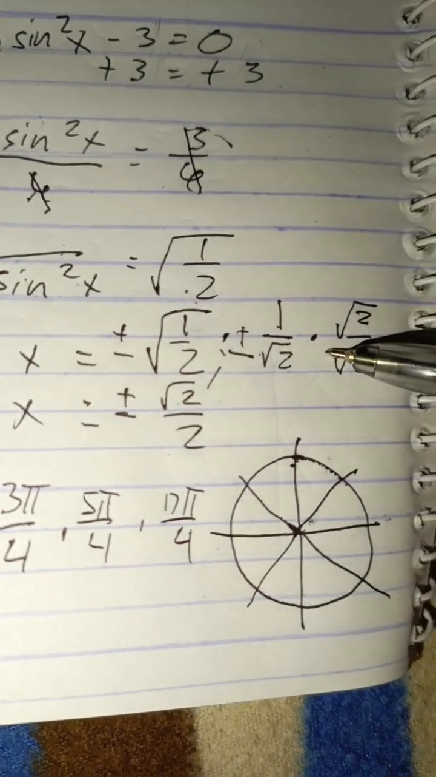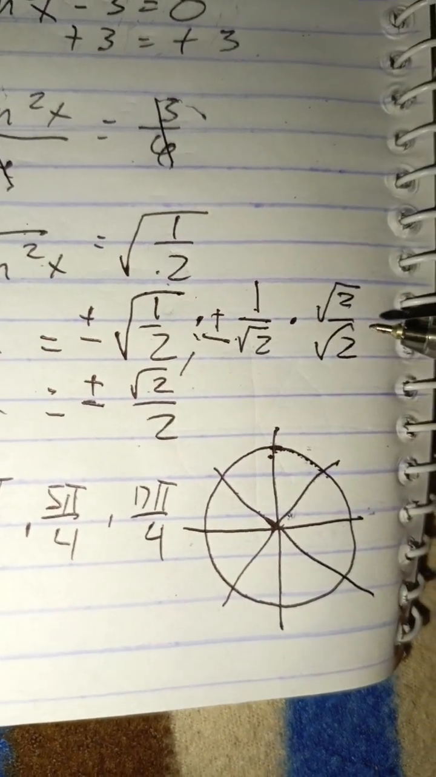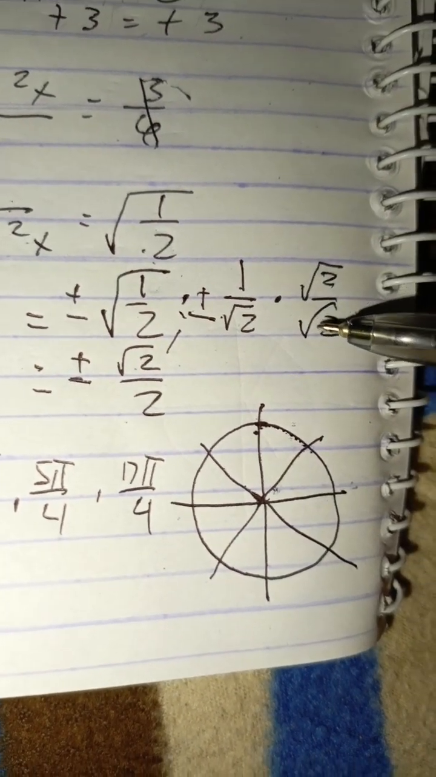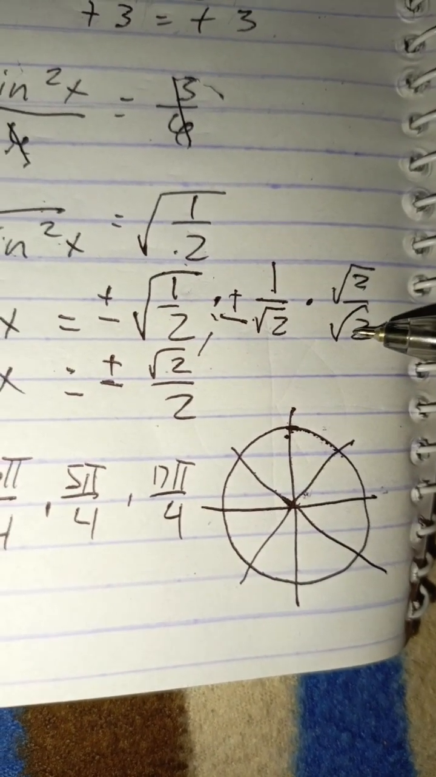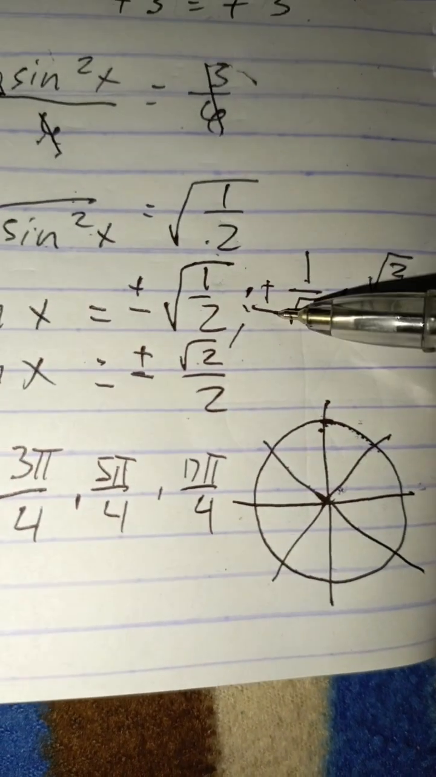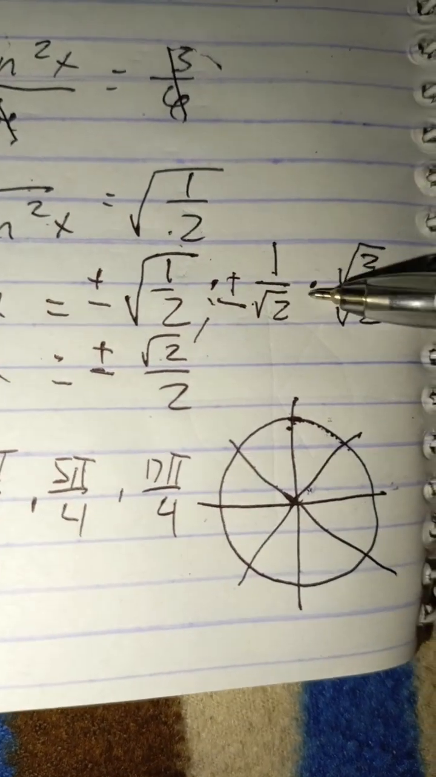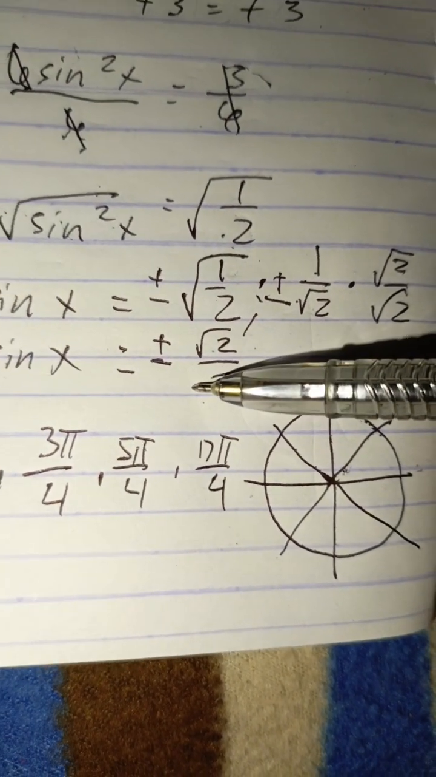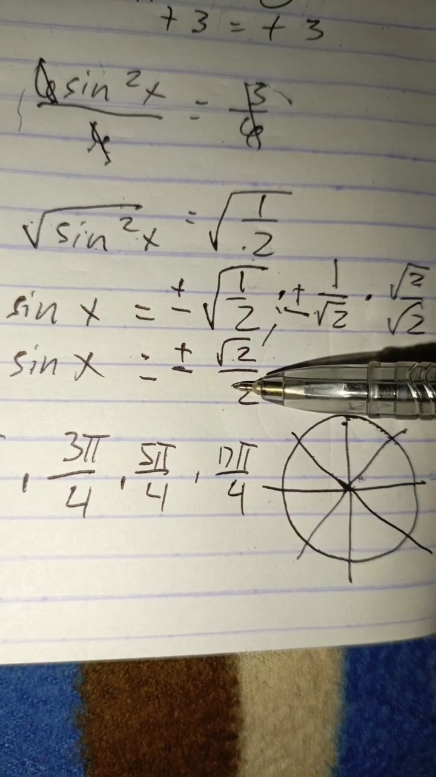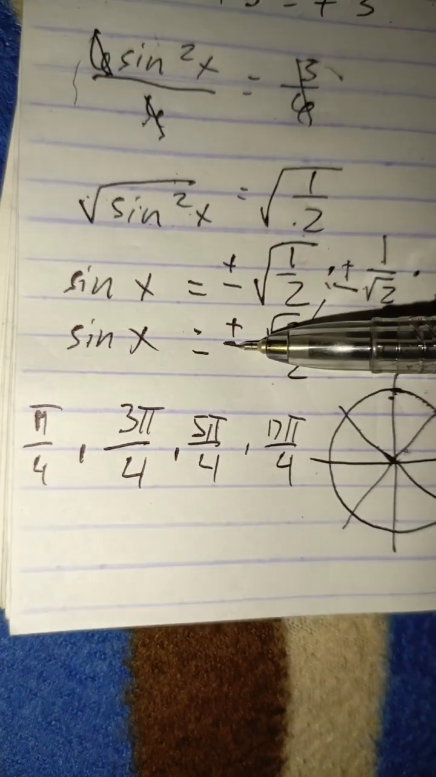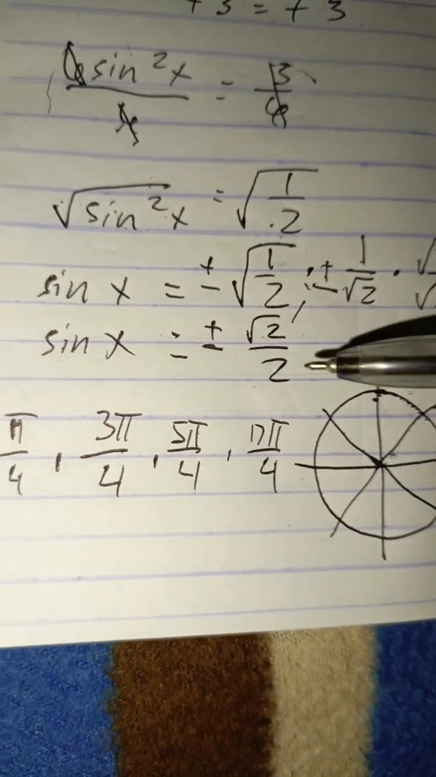Now we're going to rationalize it by multiplying the numerator and denominator by square root of 2. Now, 1 multiplied by square root of 2 is square root of 2, and square root of 2 multiplied by square root of 2 is square root of 4, which is just 2. So now we have the value of sine x equals positive negative square root of 2 over 2.